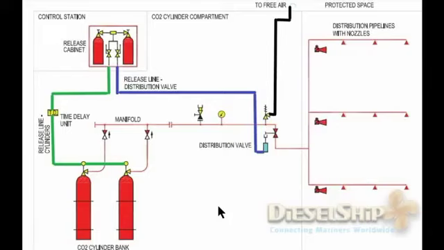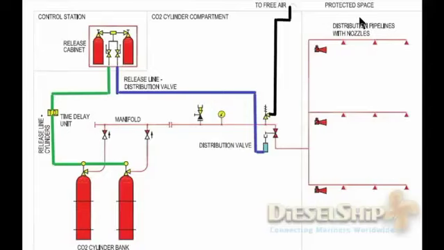We have lots of CO2 bottles accommodated inside a separate CO2 room. Usually it's nearby the steering gear room on the after part of the ship. So let's see the operation of the system and the major components that we have.